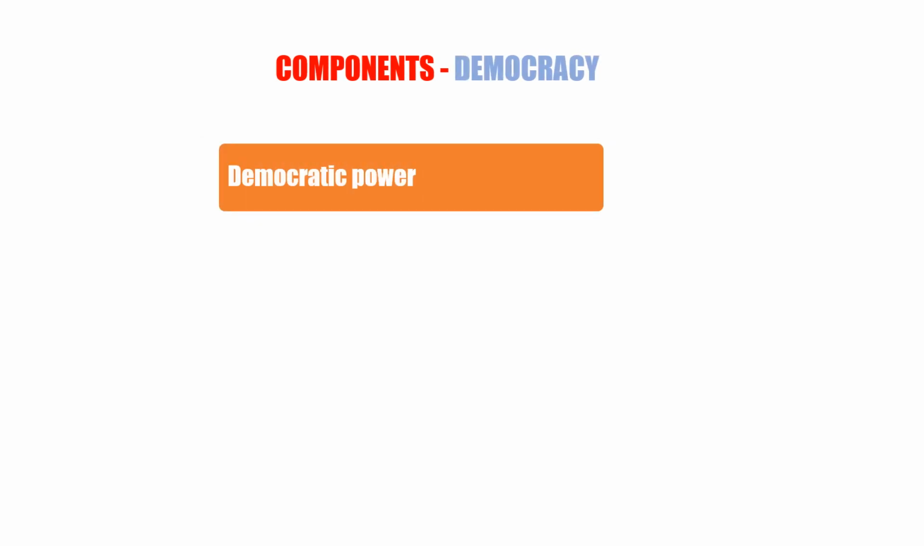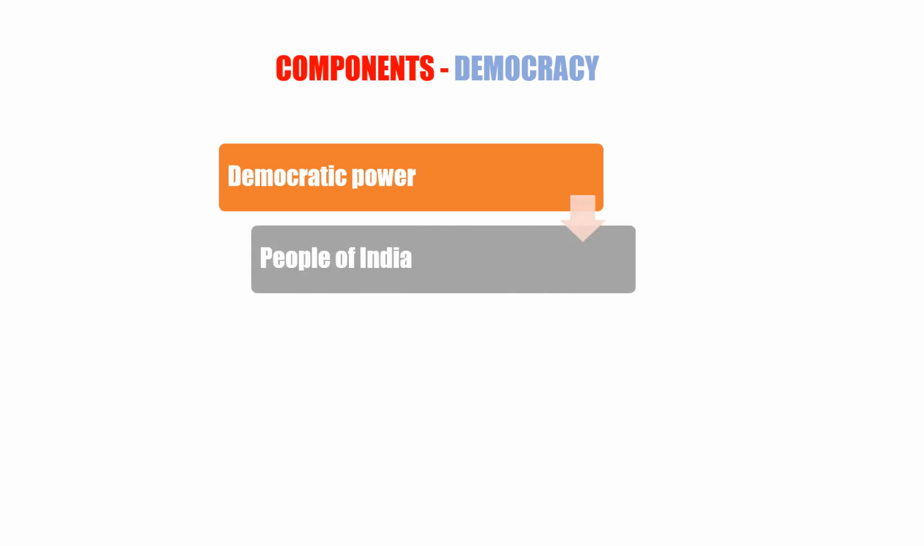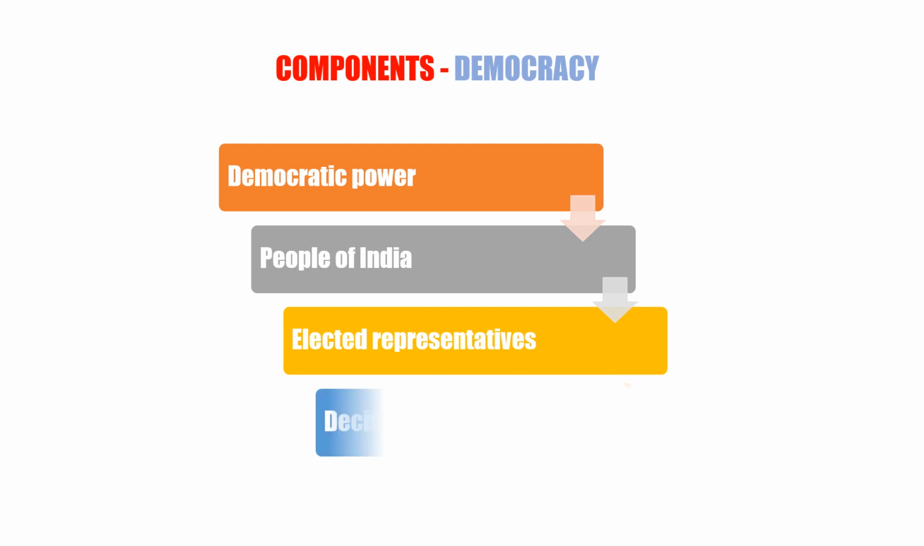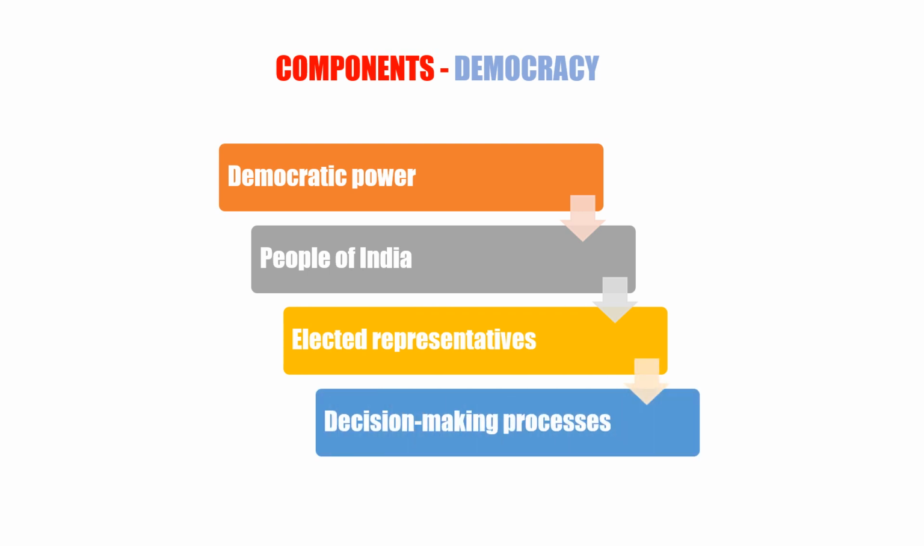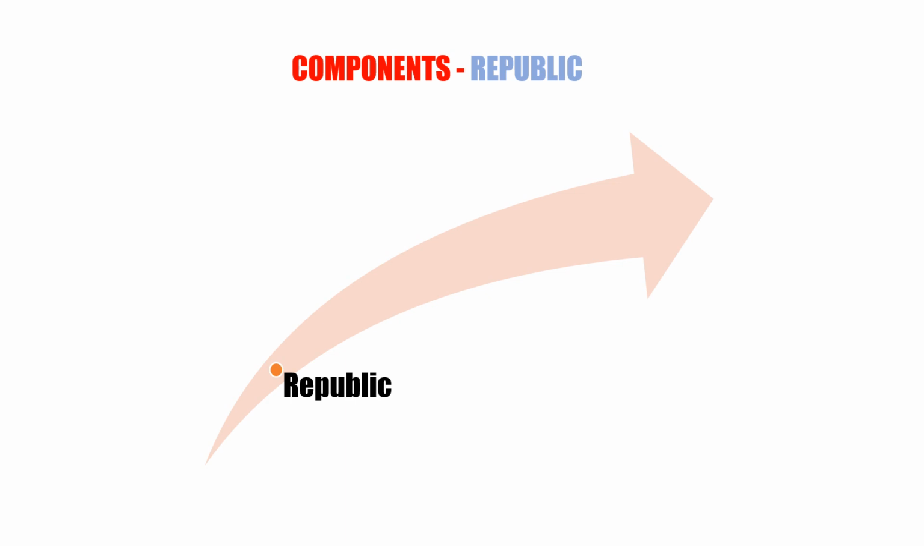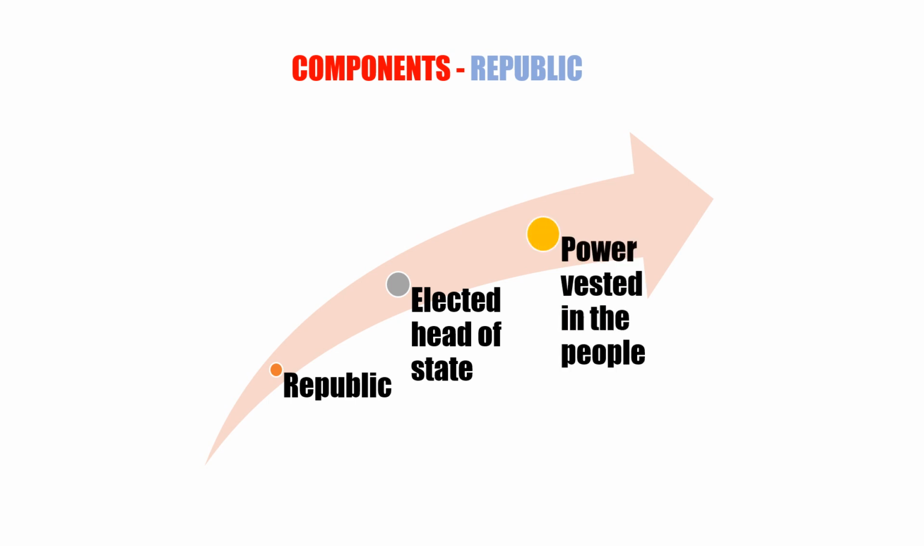Democratic. The term democratic signifies that the power lies with the people of India, who elect their representatives and participate in the decision-making process. It underlines the commitment to a government of the people, by the people and for the people. Republic. The term republic signifies that India is a sovereign state with an elected head of state, that is the president, and a system where power is vested in the people through their elected representatives.